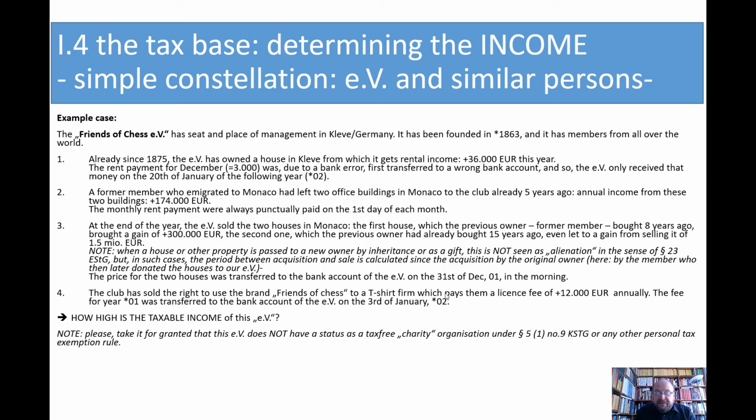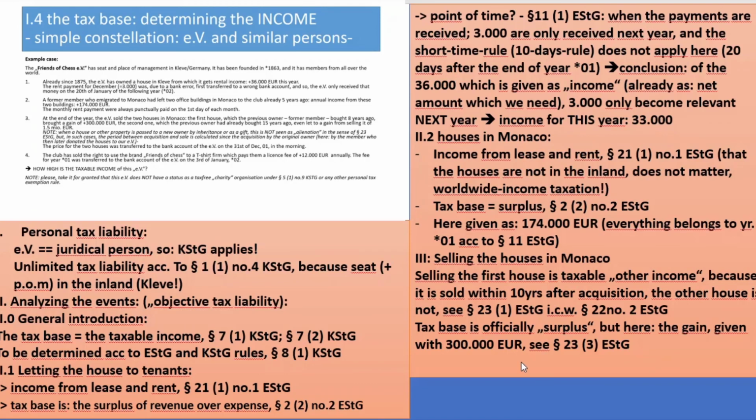The brand Friends of Chess was let to a t-shirt firm which pays them a license fee of 12,000 annually, and the license fee for the year 01 was transferred to the bank account of the EV already on the 3rd of January 02. This is now what we have to deal with. Nothing very special. Let's just begin again. So, event number 4.